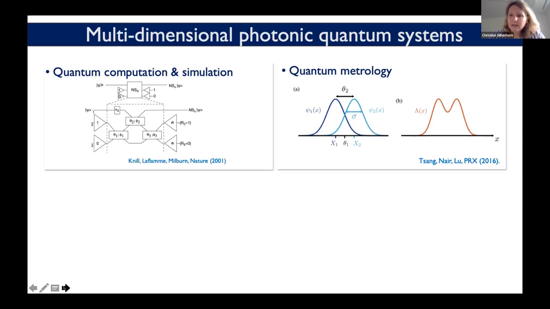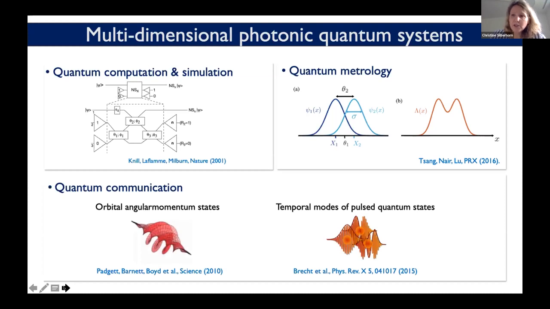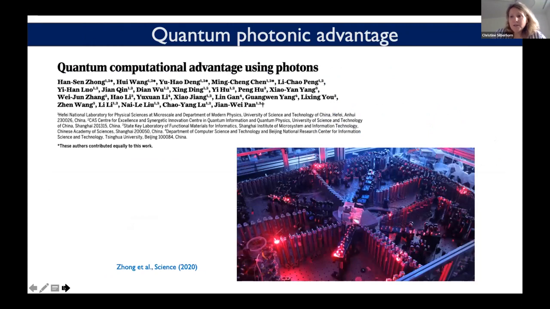But also the other fields where optics is very suited for, like quantum metrology, benefit from multi-dimensional systems, as well as quantum communication, which is clear, because we're talking here about information which is carried by quantum states of light, and orbital angular momentum states, or what I will be calling temporal modes of pulsed light, allow you to have high dimensional encodings. Now, let me say a few words about quantum photonics and quantum computation simulation.